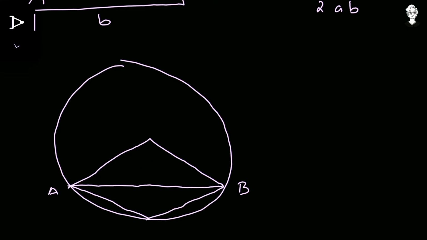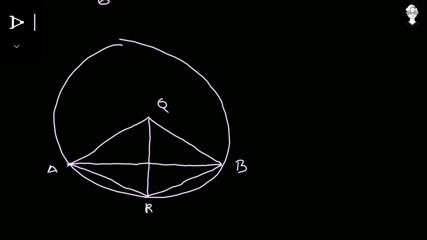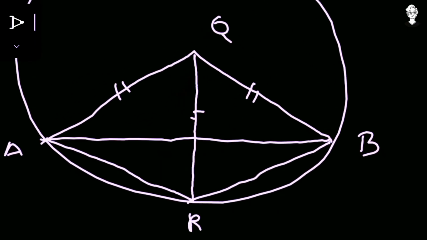So I'm just removing this. This is the center Q. From here to here I join a line, let this point be R. So what I can observe is that QA, QR and QB, these three are the radius, so they are going to have a length equal to r, meaning they are equal, just the radius. Now this triangle is an isosceles, so their base angles are going to be equal.